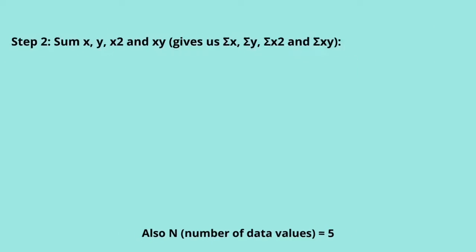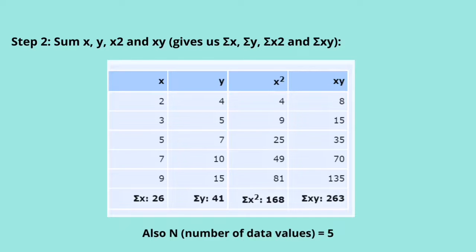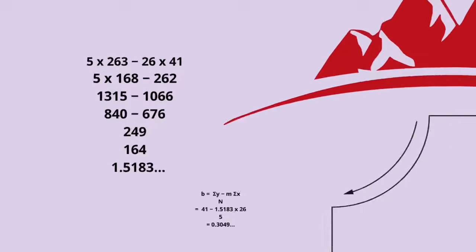Step 2. Sum x, y, x squared, and xy. That gives us the sum of x is 26, the sum of y is 41, the sum of x squared is 168, and the sum of xy is 263. Also, the n, number of data values. The number of data values here is 5 since we have 5 pairs of coordinate values.